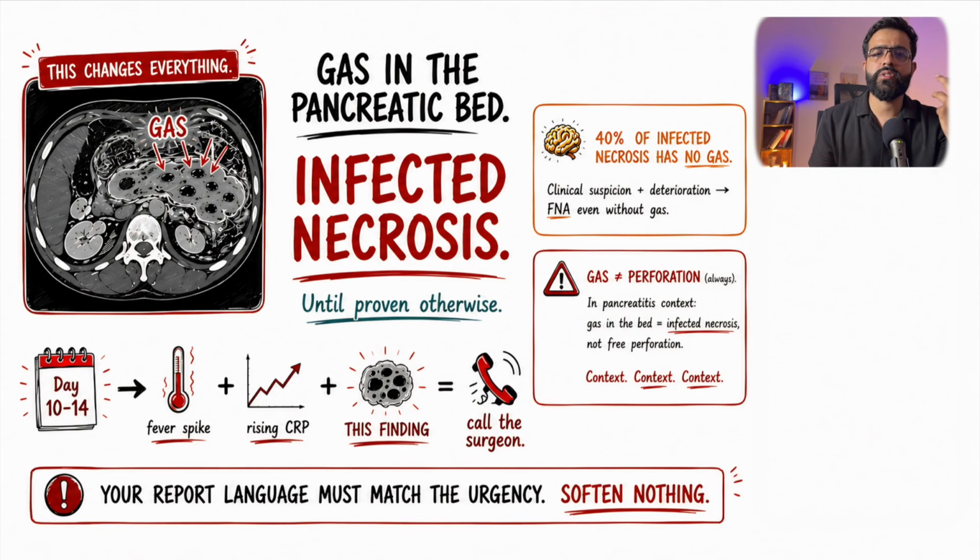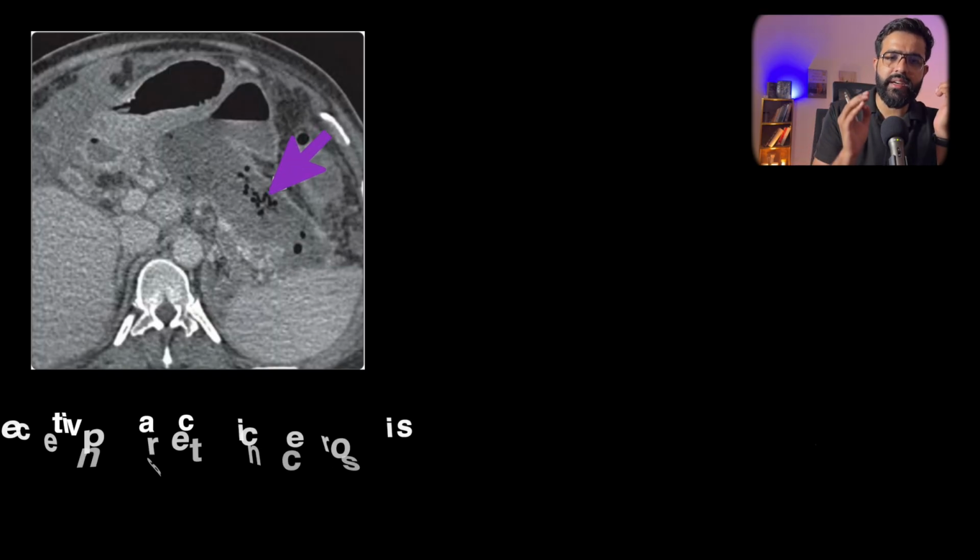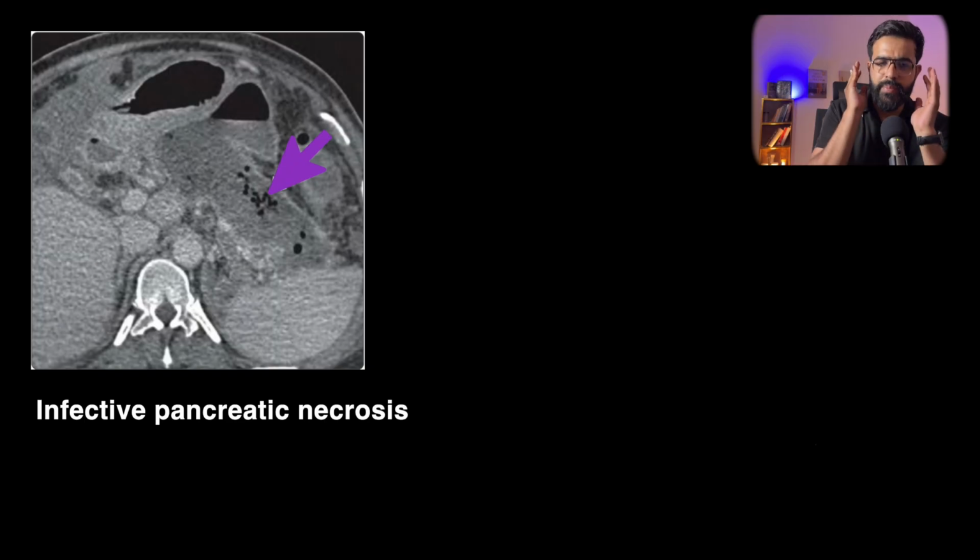Number 3, infected necrosis and abscess. One of the most feared complications. Mortality jumps significantly once necrosis gets infected. The CT sign, gas within the collection or within necrotic parenchyma. Gas in the pancreatic bed that is not from the adjacent bowel loop. Presume infected necrosis until proven otherwise.